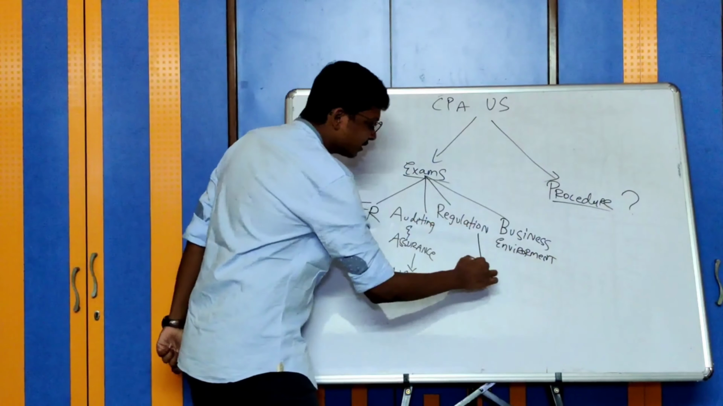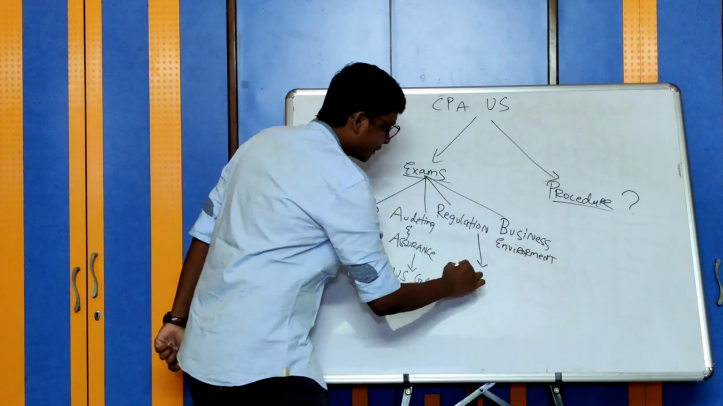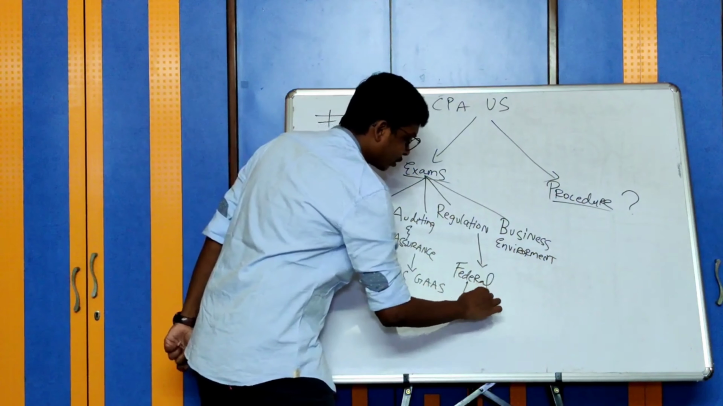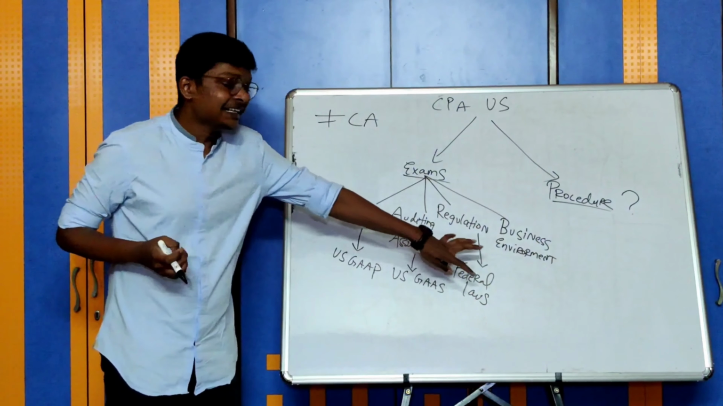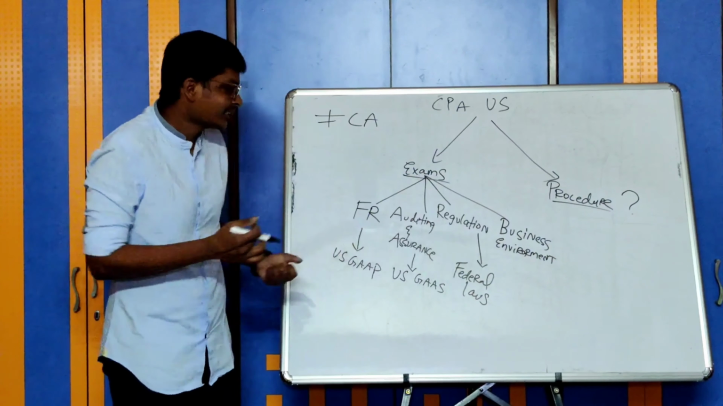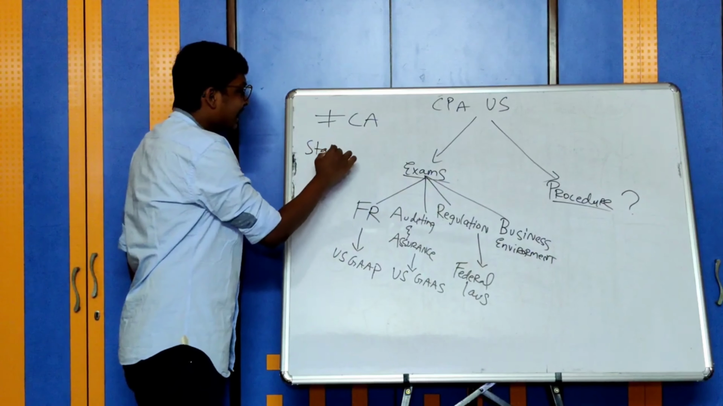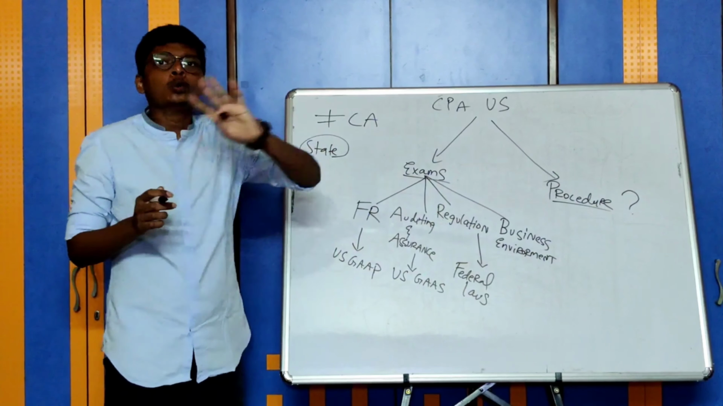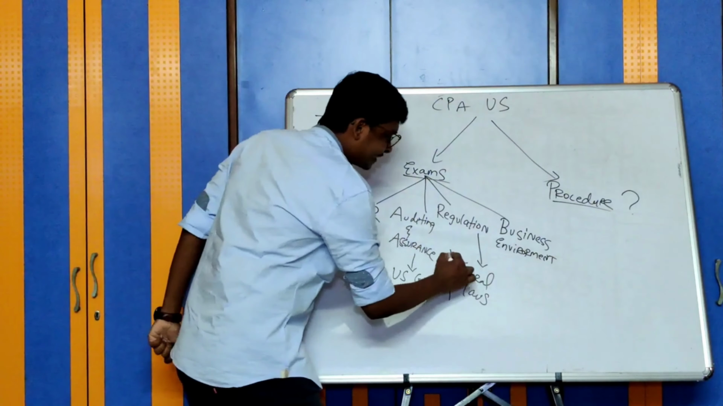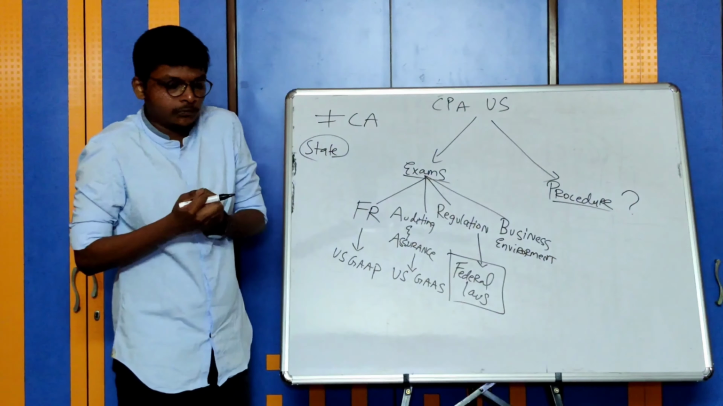Coming to regulation, regulation is like a tax paper. Here you will be learning about federal laws. Federal laws are nothing but the central taxation system of the US. In US, each state has their own tax laws. You will not be studying that in the CPA US course. You will only be studying the federal law, that is the central law.